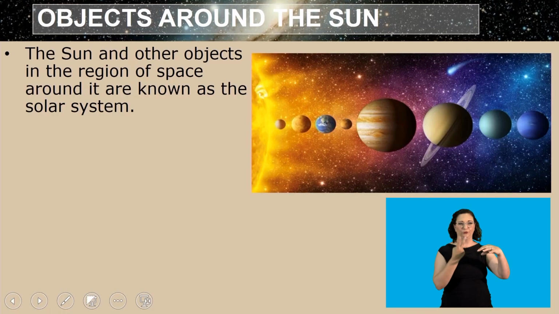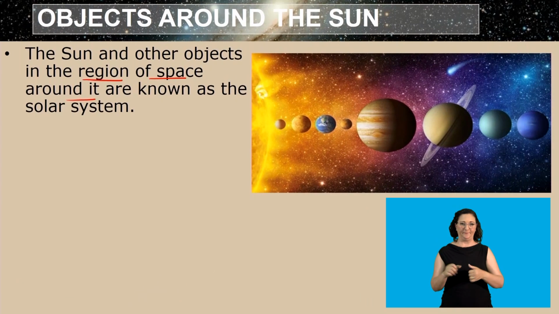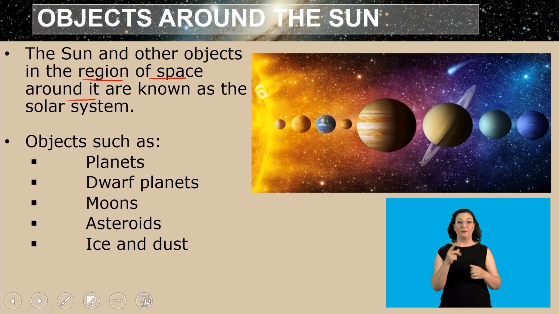Welcome back, learners. Let us look at our first concept, which is objects around the sun. Now, the sun and other objects in the region of space around it are known as the solar system. All right? And the picture on my right-hand side shows clearly what the solar system looks like.